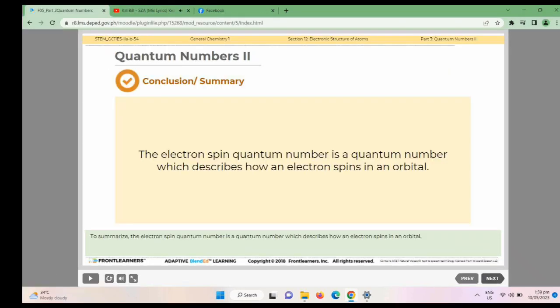To summarize, the electron spin quantum number describes how an electron spins in an orbital.